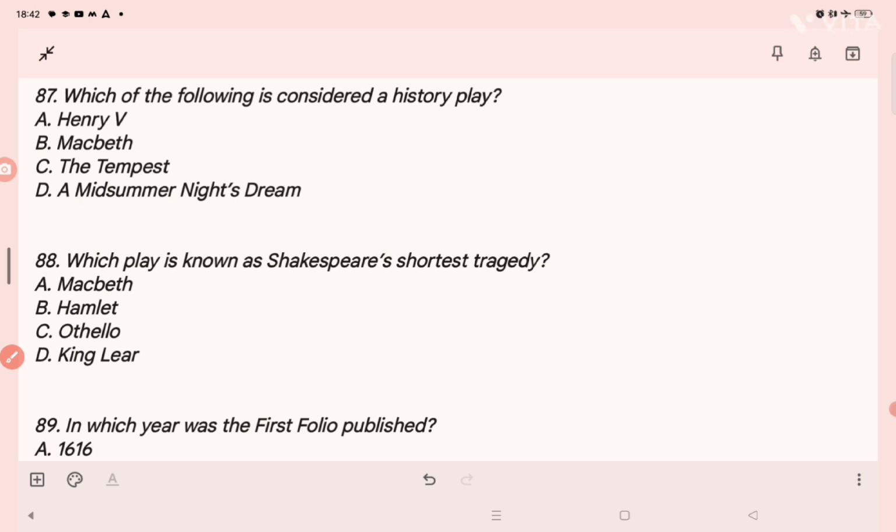Which of the following is considered a history play? Option A. Henry V. Henry V is one of Shakespeare's history plays depicting the reign of King Henry V. Which play is known as Shakespeare's shortest tragedy? Option A. Macbeth. Macbeth is Shakespeare's shortest tragedy, with only 5 acts.